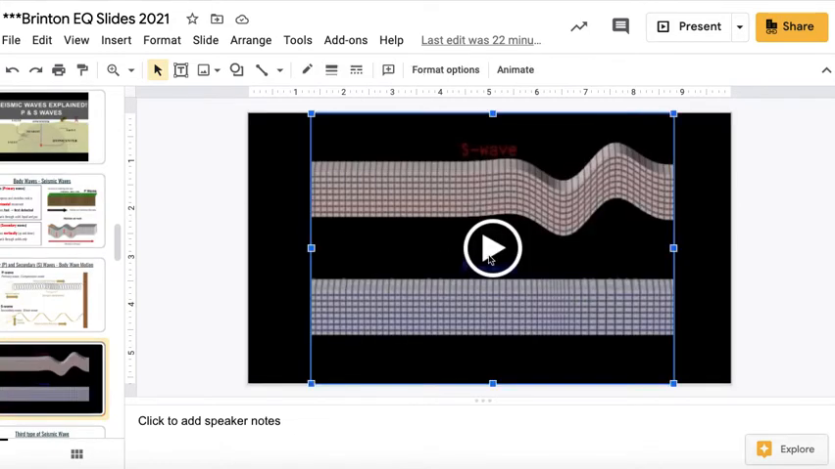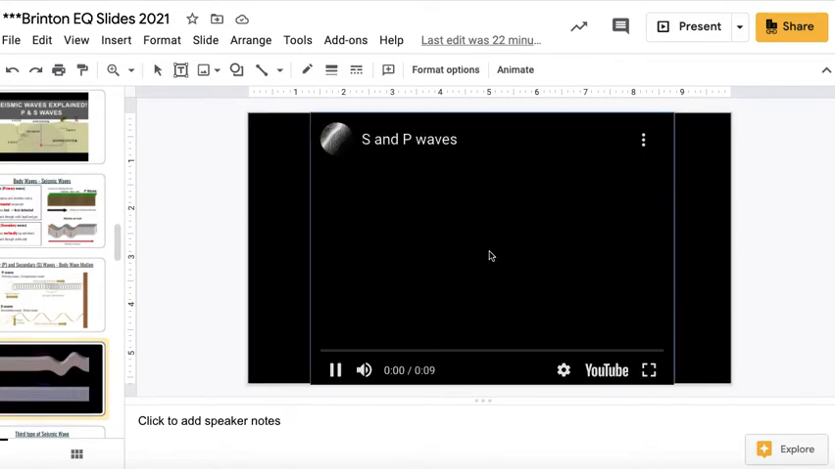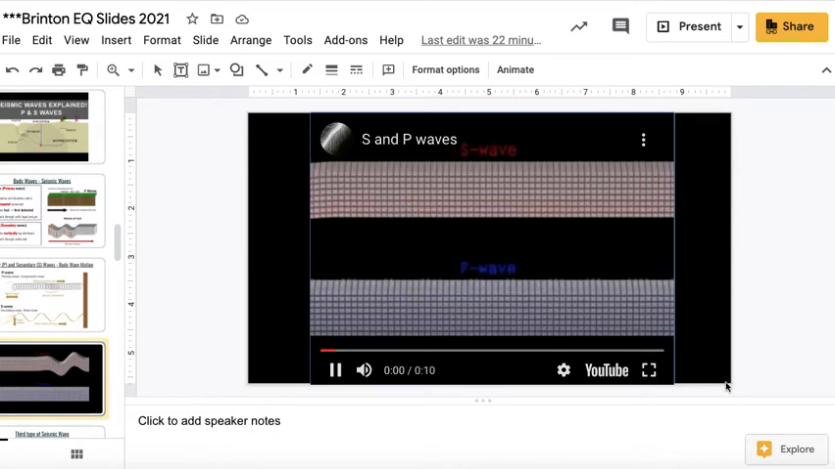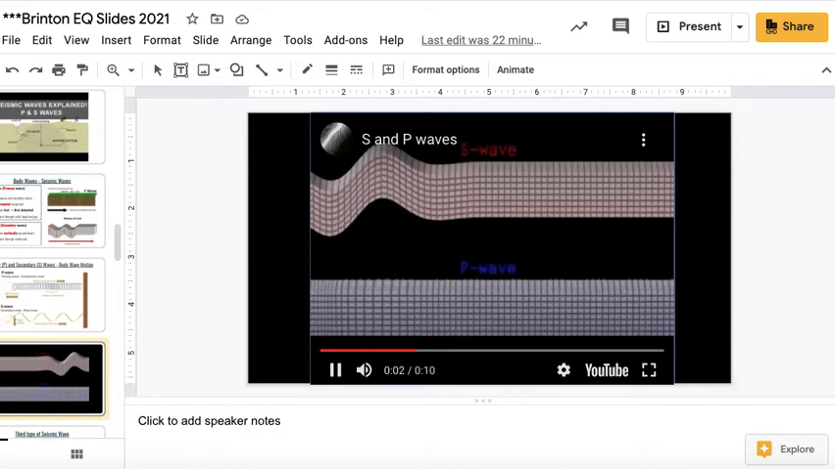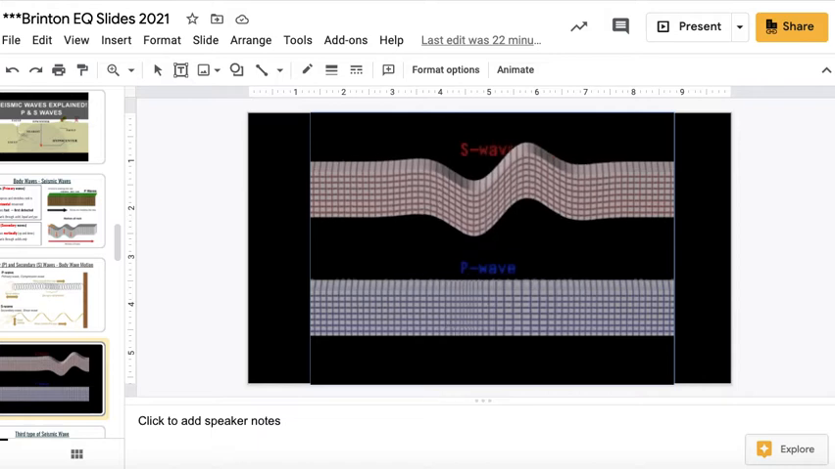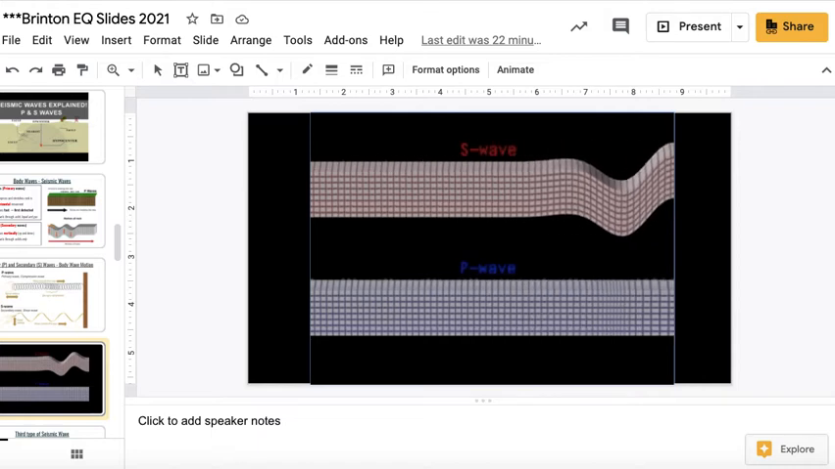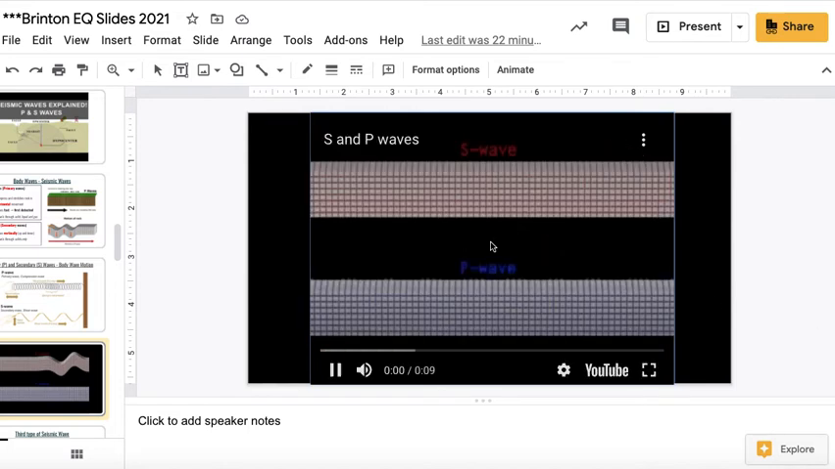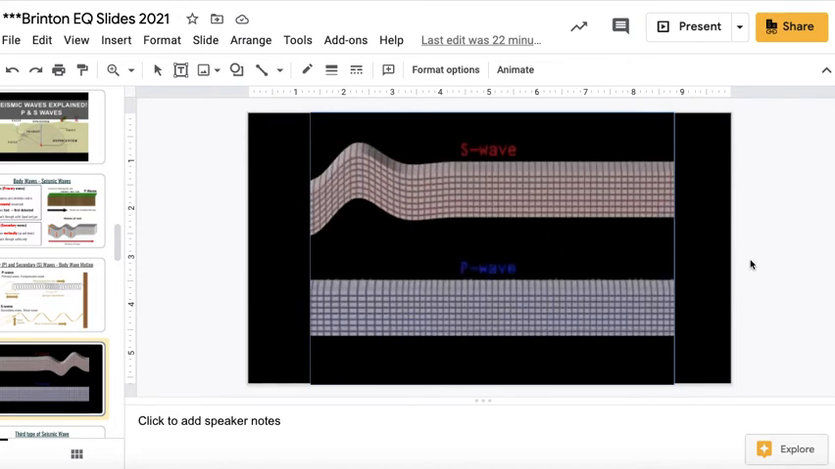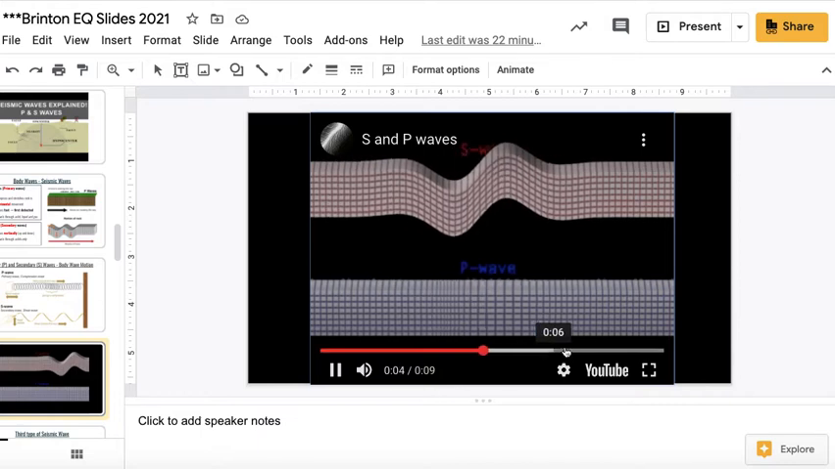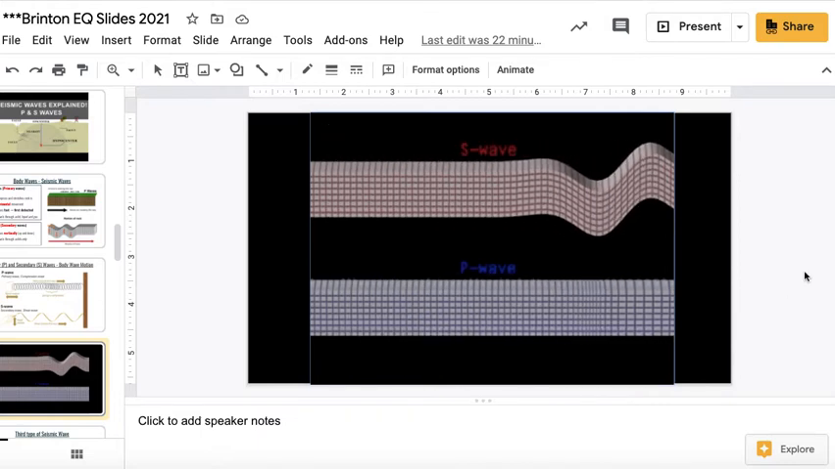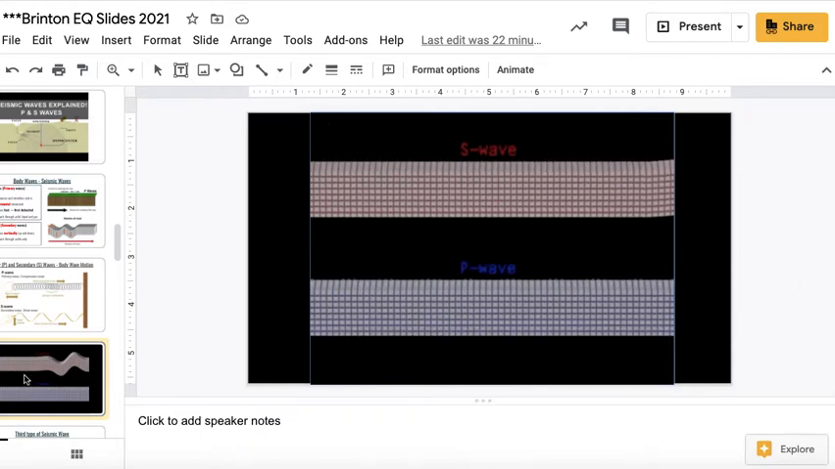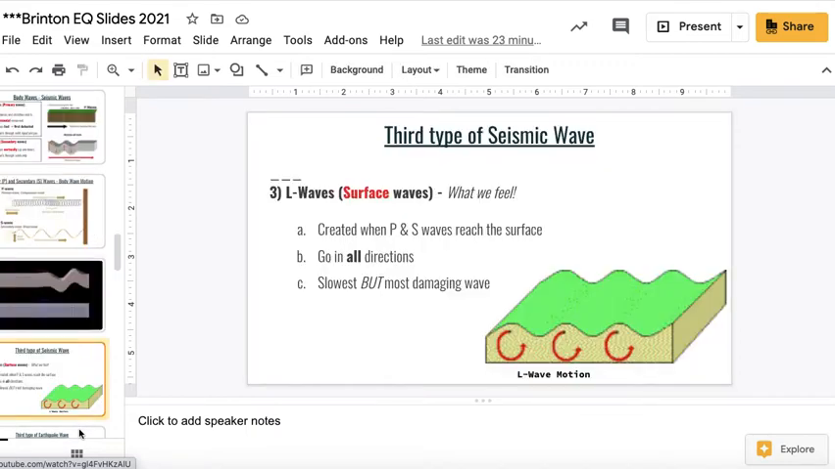This is another video that shows you what they look like. So there is your P and S wave, and now they've switched them. The S wave is on the top, but you can see the compressional wave of the P waves. So let's look at that one more time. There's your S wave. See how it's compressing in here? All right, so let's go to the next one.